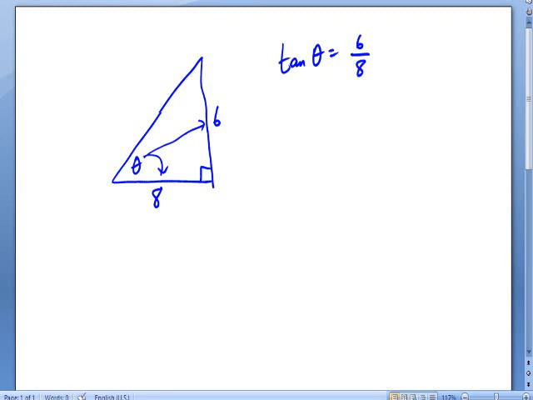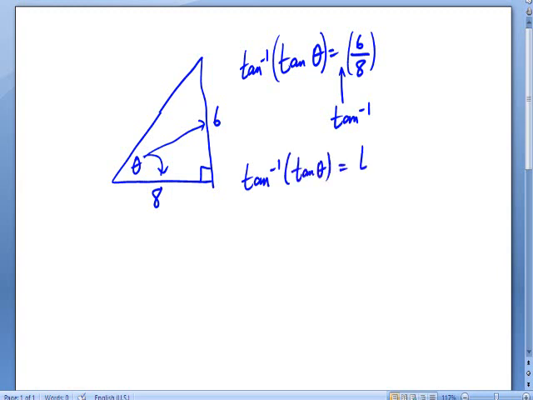Now, in this example, I need to get rid of the tangent function so that theta is on a side by itself. The way that we are able to remove a trig function like this is to take the inverse tangent of both sides. I can't squeeze it quite in there, so I'm just going to write it right here. So what I've got is, on the left side, the inverse tangent of the tangent of theta, and on the right side I have the inverse tangent of 6 over 8, which is 0.75.